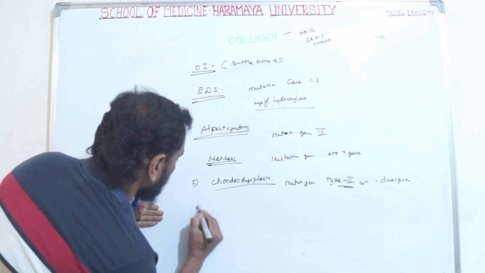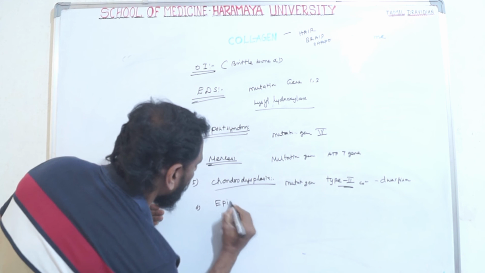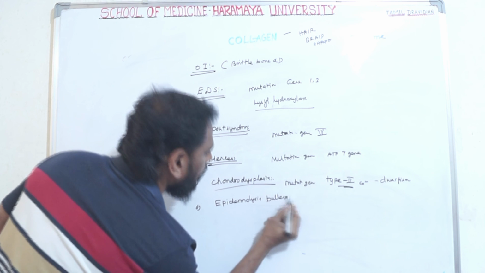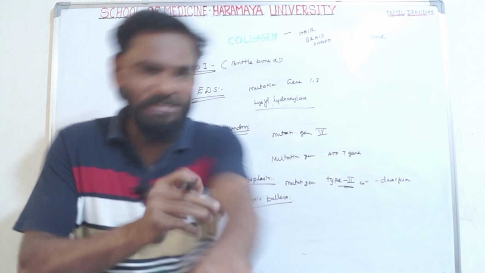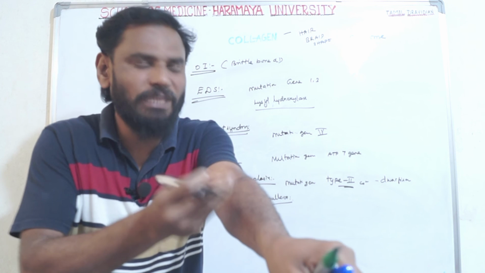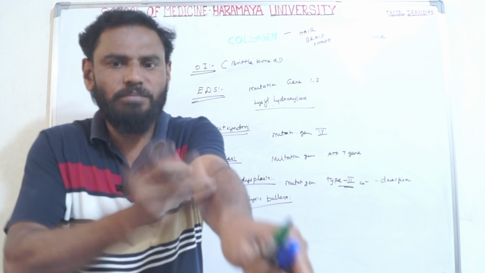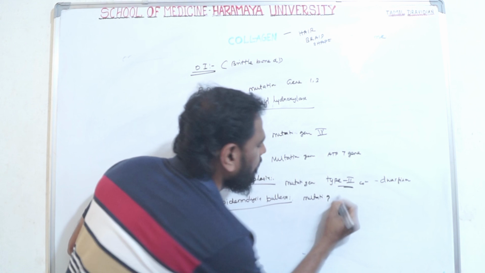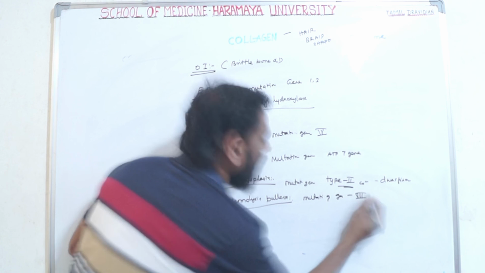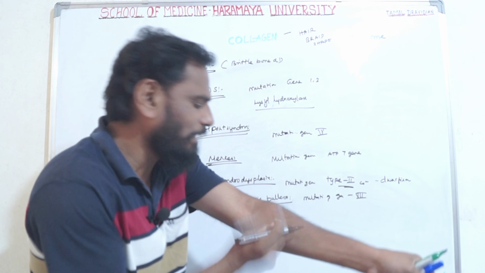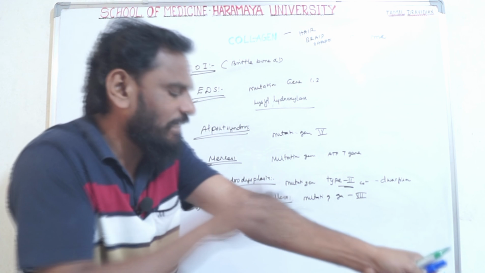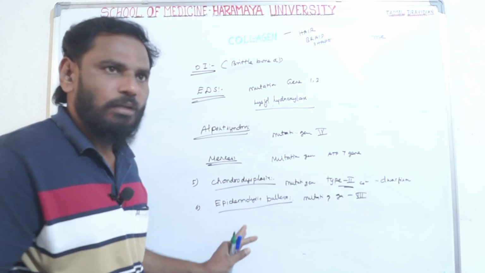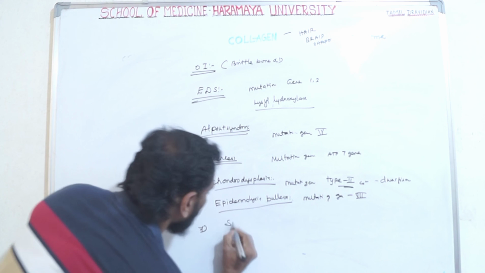Clear? Then the sixth one is called epidermolysis bullosa. Epidermolysis bullosa means the skin can produce blisters. This is also a mutation, of the gene for type 7 collagen. What will happen initially? You can get blister formation. Then the person will be scratching, which leads to epidermolysis bullosa. It shows a resemblance to psoriasis.